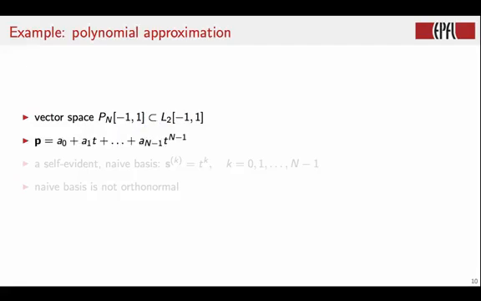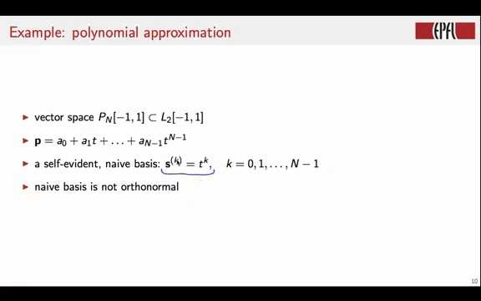A generic element of this subspace will have the following form, just a polynomial of degree N-1. And you can see that, like all polynomials, this is a linear combination of increasing powers of the variable t. So a self-evident naive basis, if you want, for this space is the set of all powers of t up to degree N-1. However, the naive basis is not orthonormal. It's clear that we can express any polynomial as a linear combination of vectors s_k, but these vectors are not orthogonal nor unit norm.